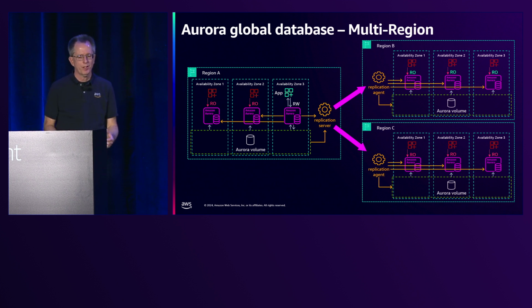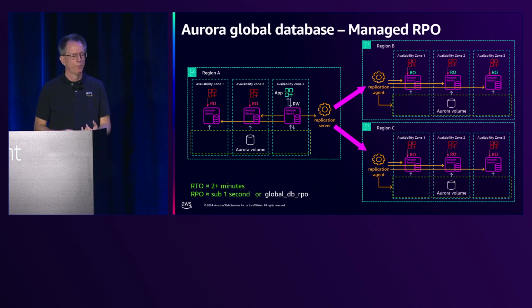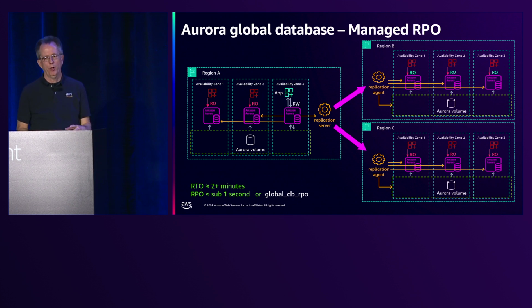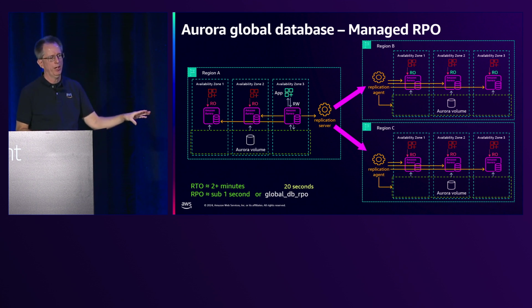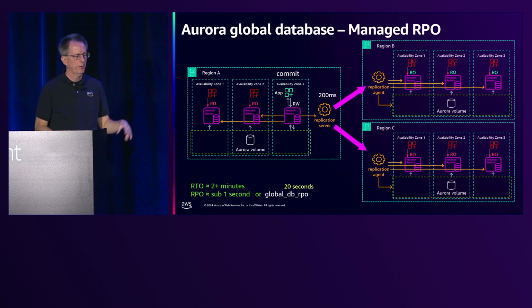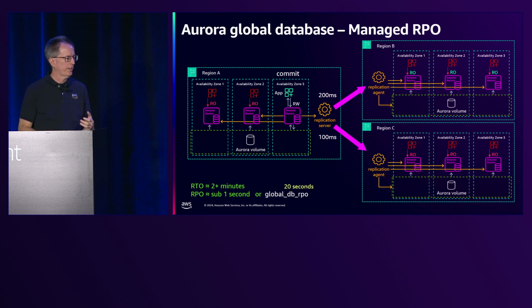And if you have something like this, we have an interesting offer on Aurora Postgres, which is around RPO. We have this setting called Global DB RPO. What this ensures is that at least one of your destinations will be within that RPO time, in seconds. So if I set that to 20 seconds, what that means is that I won't take a commit on region A unless one of the regions is within 20 seconds of replication lag of region A. So let's walk through that. I do my commit, 200 milliseconds to region B, 100 milliseconds to region C. This is fine. We're inside of the RPO. We commit.